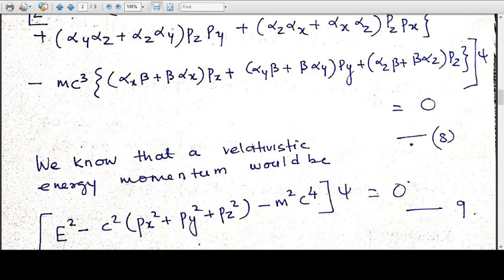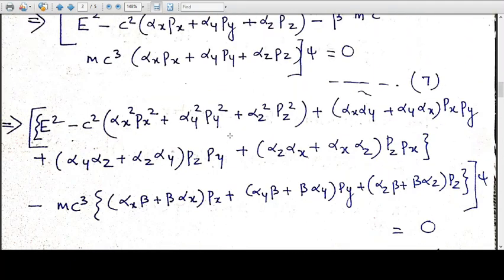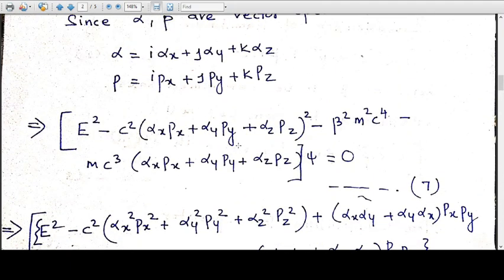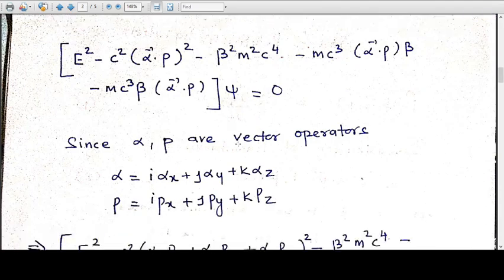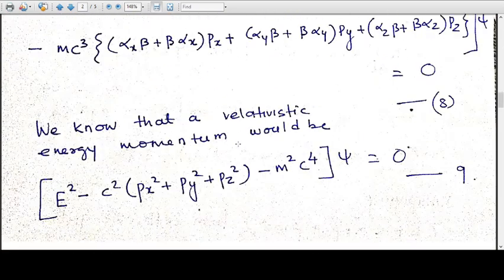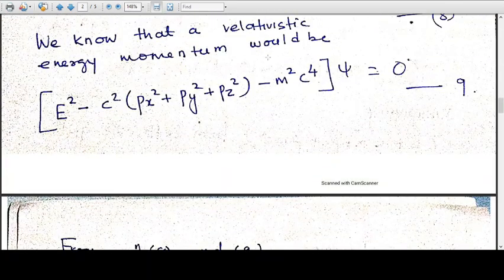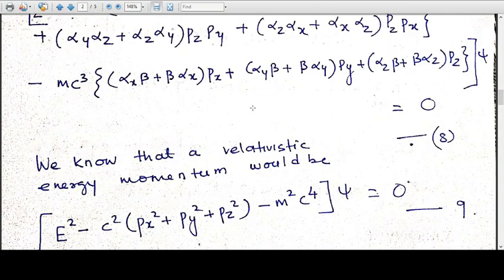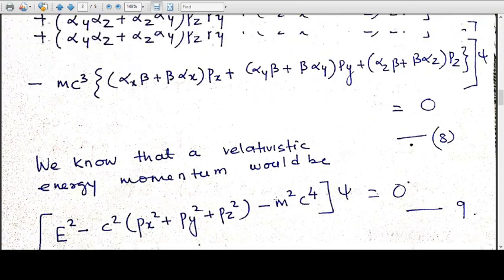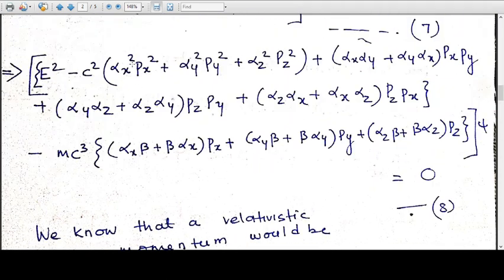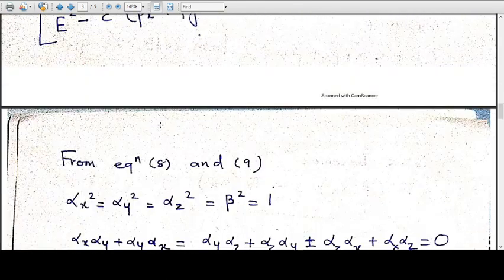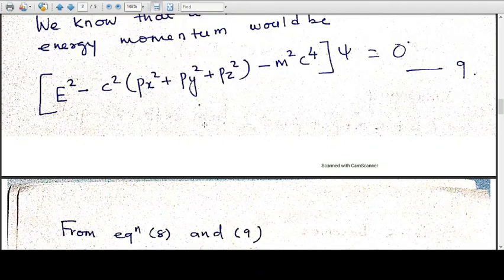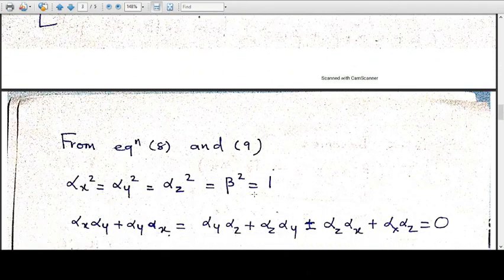Now, what about the rest of the terms? What are you going to do with them? That is something we need to think about. You realize that these terms have to go to 0, and alpha x square has to be 1 to satisfy this relativistic energy momentum expression.